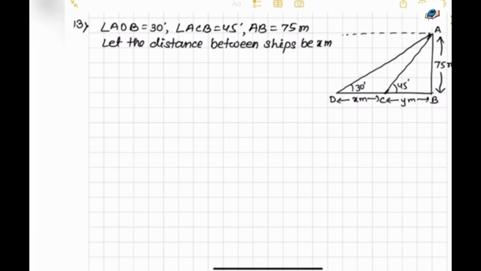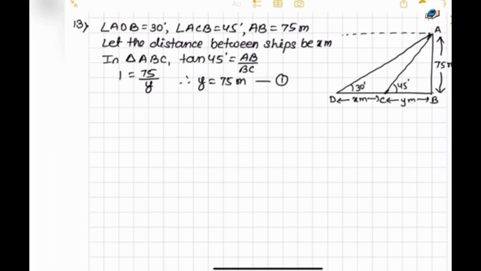So, now coming to the solution, in right triangle ABC, tan 45 will be equal to AB upon BC. So, here 1 equal to 75 upon y, as we have supposed BC as y. So, therefore, I can say y equal to 75 meter. So, let us take this as 1.